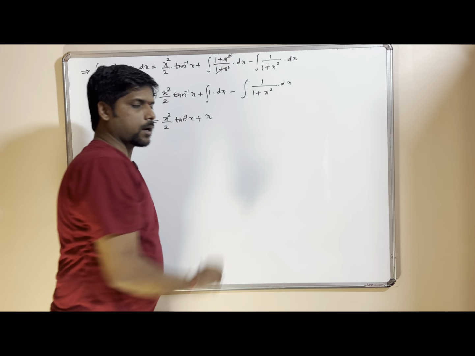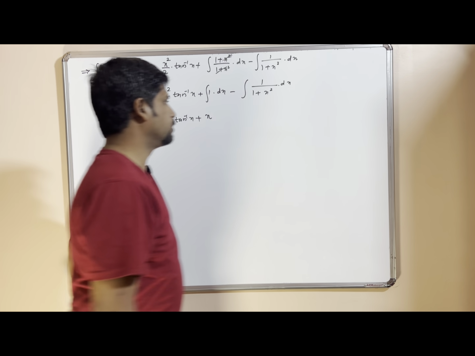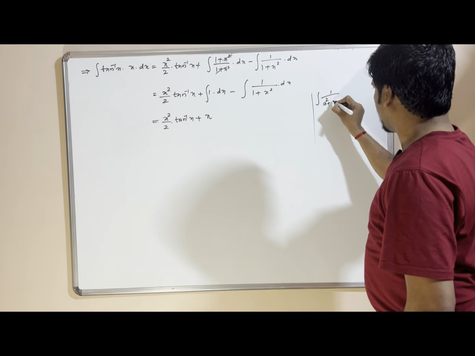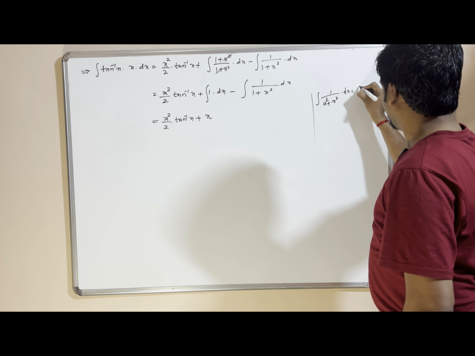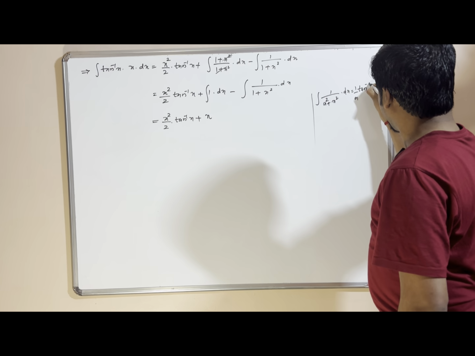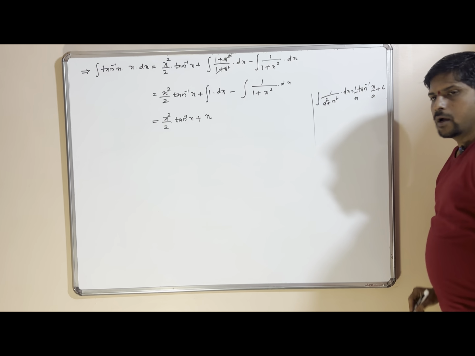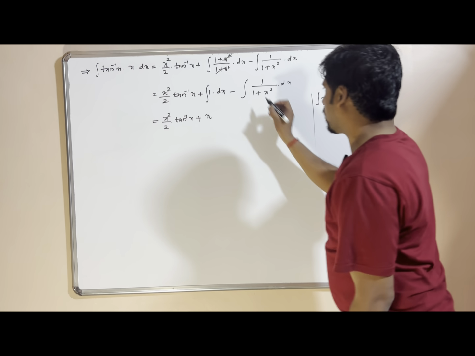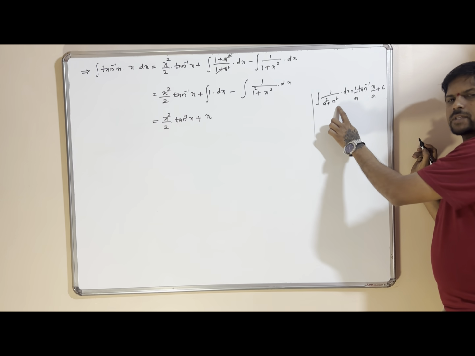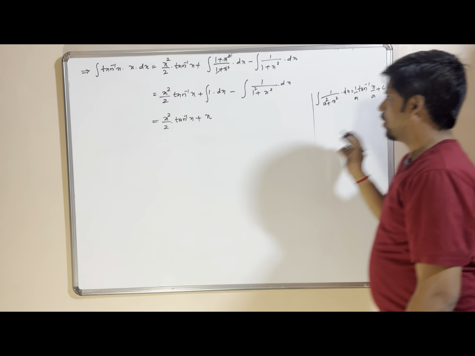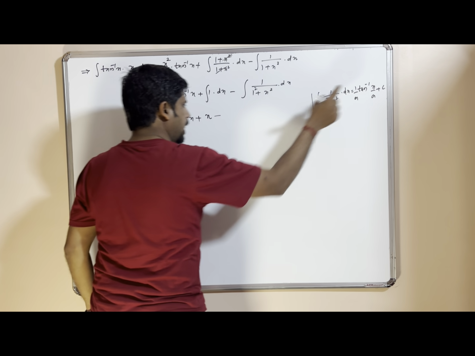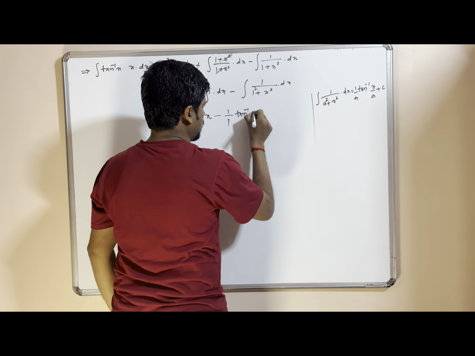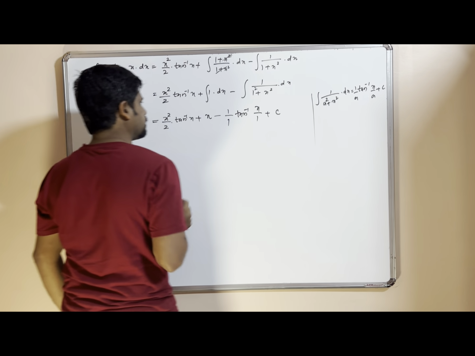What about 1 upon 1 plus x square? Do not write log of 1 plus x square, that will be wrong. Okay, so we know the standard formula: the integration of 1 upon a square plus x square into dx is equal to 1 by a into tan inverse of x by a plus c. Now compare these two. In place of a we have 1, that is, 1 square is nothing but 1 only, a square plus x square, 1 square plus x square. So we have to write minus 1 by a, that is 1 by 1, because in place of a we have 1, into tan inverse of x by 1 plus c.